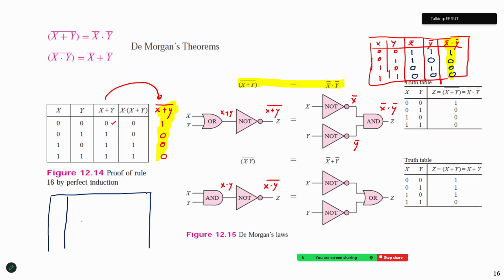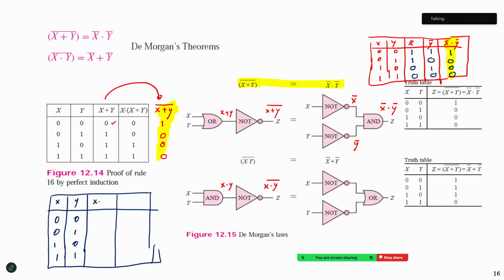So if we form the table, x and y: x will be 0, 0, 0, 1, 1, 0, 1, 1. Then we would like x into y. X into y, 0 and 0 is 0. 0 and 1, we get 0. 1 into 0 is 0. 1 and 1, we just get 1. And then we inverse the signal.